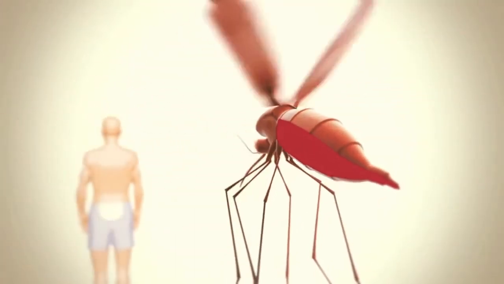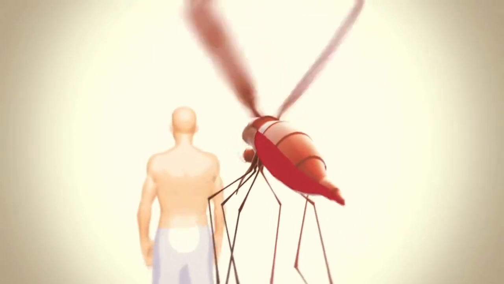Inside the mosquito, the gametocytes develop into new sporozoites. So now the human has infected the mosquito. The life cycle comes full circle and continues.